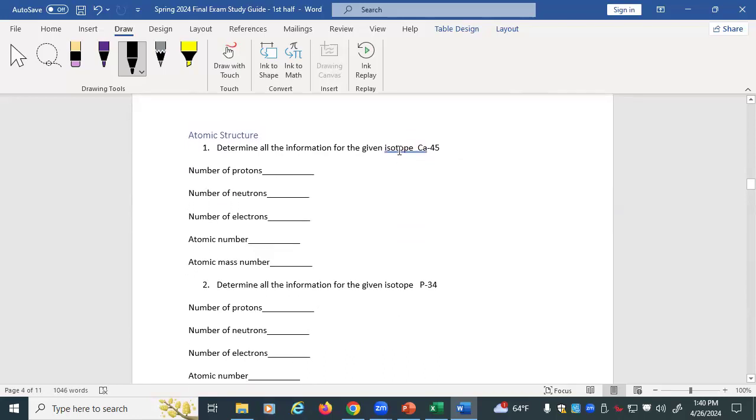All right, let's move on to atomic structure. It's been a while since we talked about this. But looking at calcium-45, what does calcium-45 break down to atomically? So we have to remind ourselves what this isotopic notation means. So calcium would be the symbol. Ca would be the symbol, tells us what it is. 45 would be the mass number. Remember, the mass number is the protons plus the neutrons.